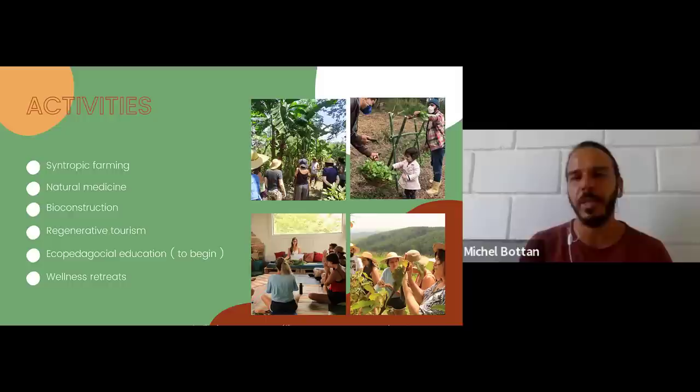So the main activities that we have now for our economic model, sustainability, and also to restore this land, are syntropic farming courses. We have just planted a medicinal agroforestry, to produce some medicinal products. We do bioconstruction for new constructions. We are a reference in regenerative tourism. We even created an online course on regenerative tourism because we are doing that in practice.